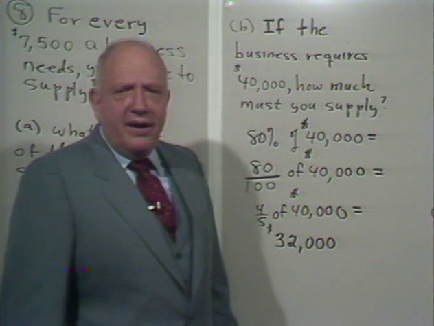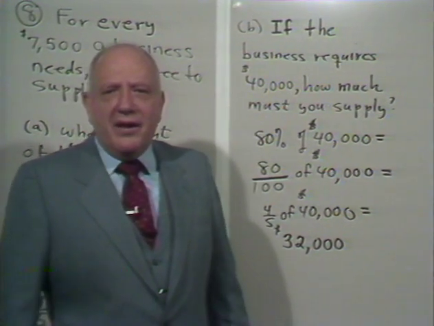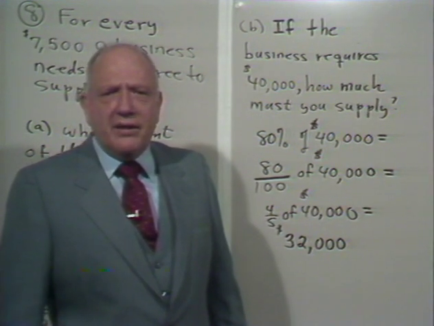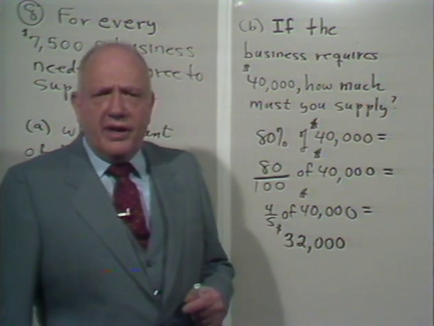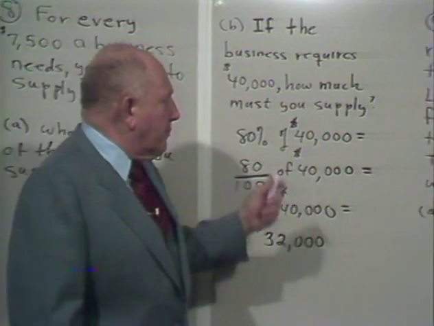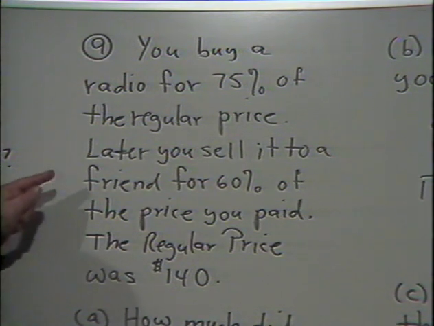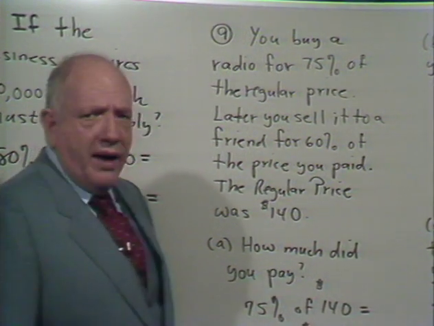Okay? Now, let's get into a double discount type of problem. See, a fractional part of a fractional part. Only this time we're going to use the language of percent. And basically, I'm going to make the problem easier than the way that it's usually given. Let me just read this long problem to you also. It says you buy a radio for 75% of the regular price. Later, you sell it to a friend for 60% of the price you paid. And the regular price was $140. And part A says, how much did you pay?